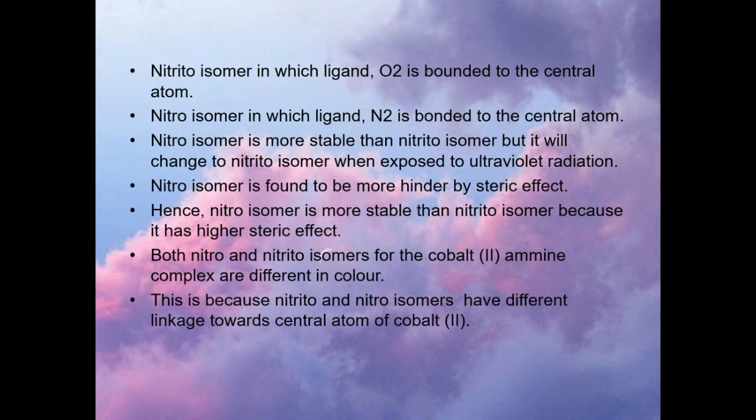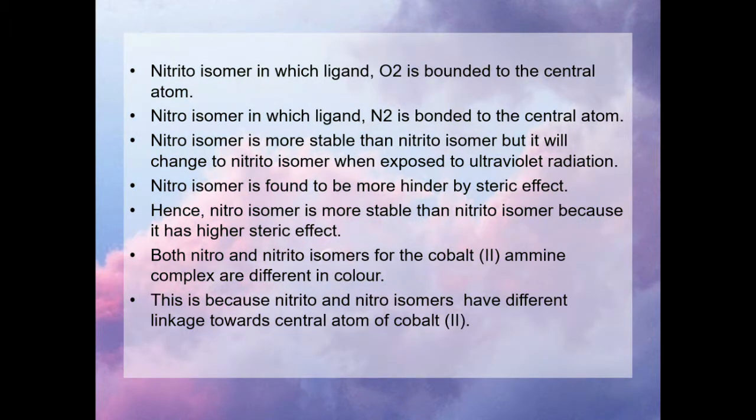Nitritoisomer is the isomer in which the ligand oxygen is bonded to the central atom. Nitroisomer is the isomer in which the ligand nitrogen is bonded to the central atom. Nitroisomer is more stable than nitritoisomer, but it will change to nitritoisomer when exposed to ultraviolet radiation. Nitritoisomer is found to be more hindered by steric effect. Hence, nitroisomer is more stable than nitritoisomer because it has lower steric effect.